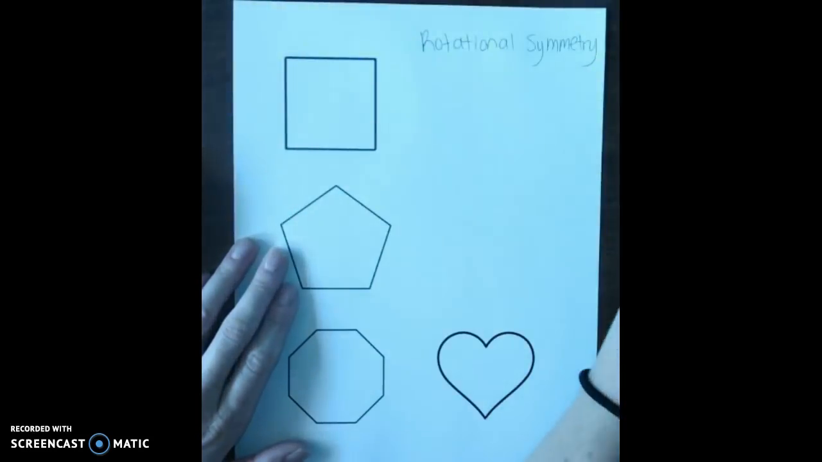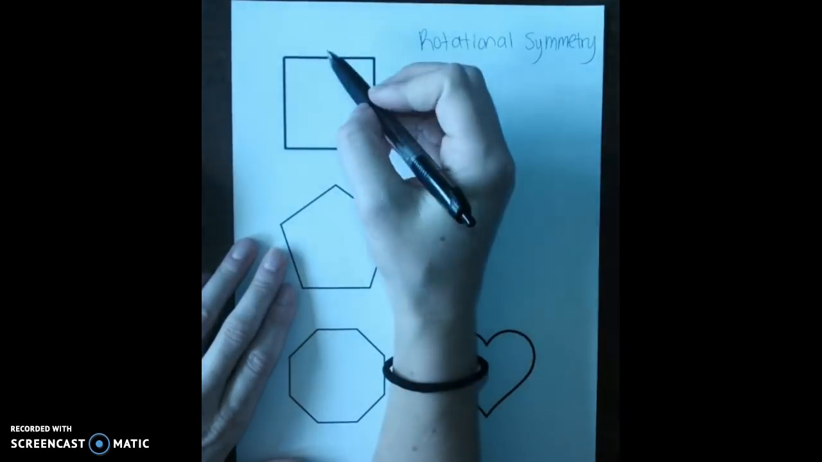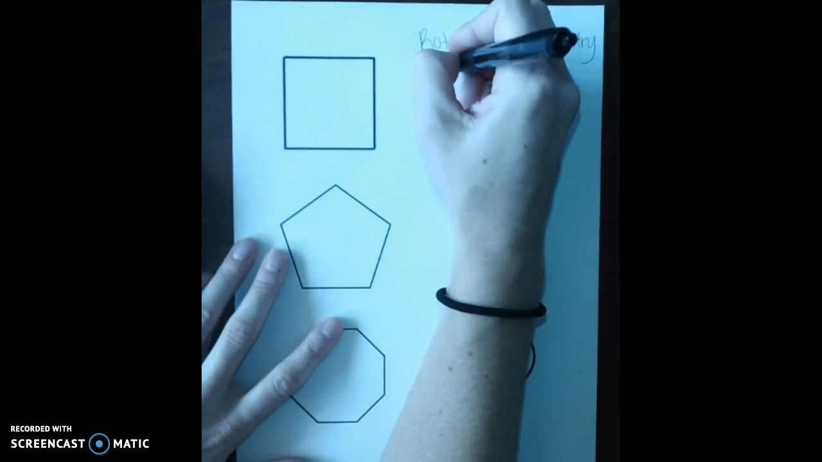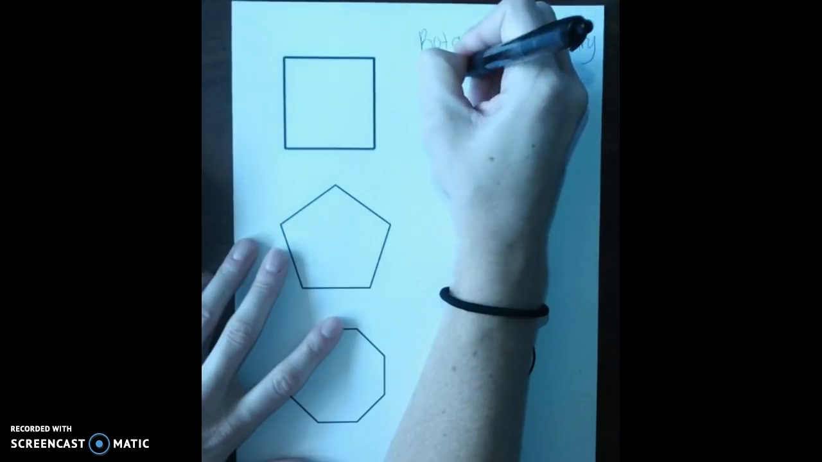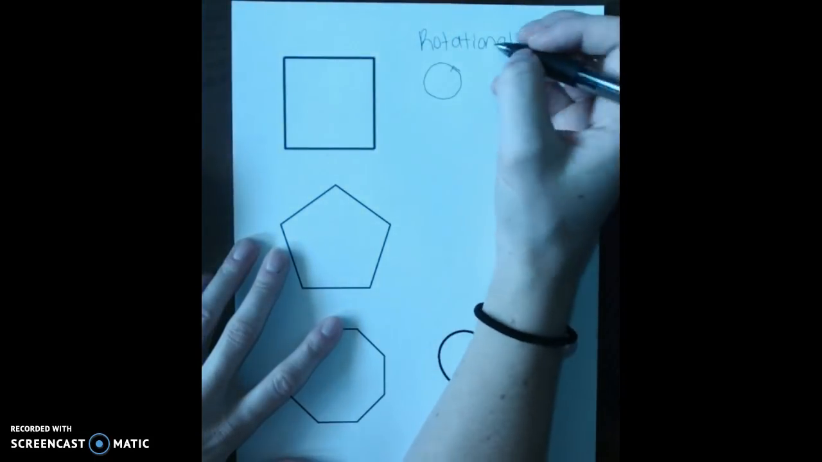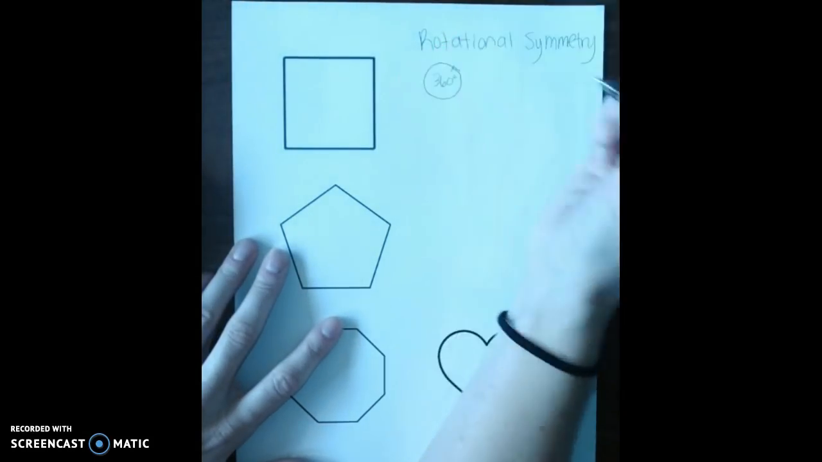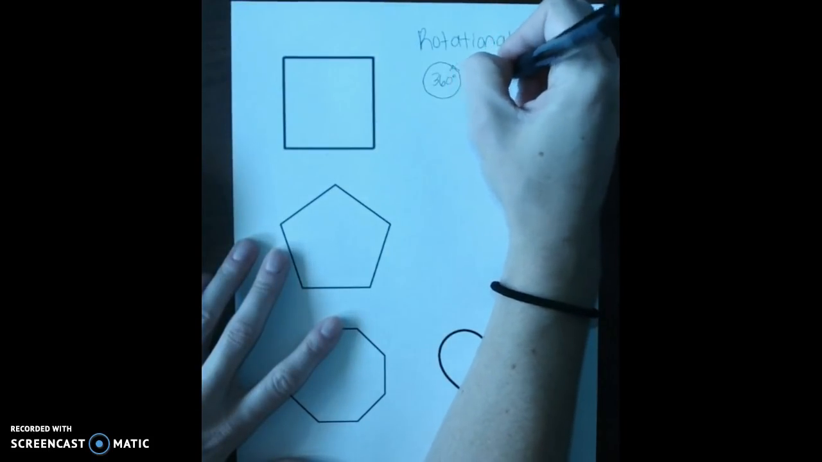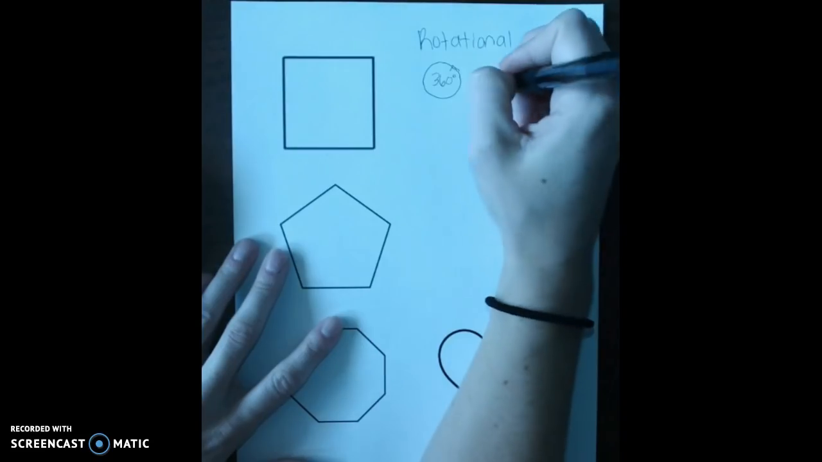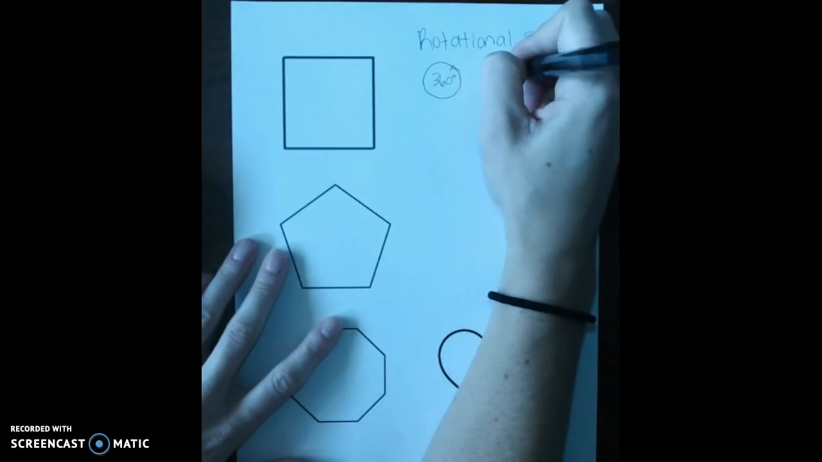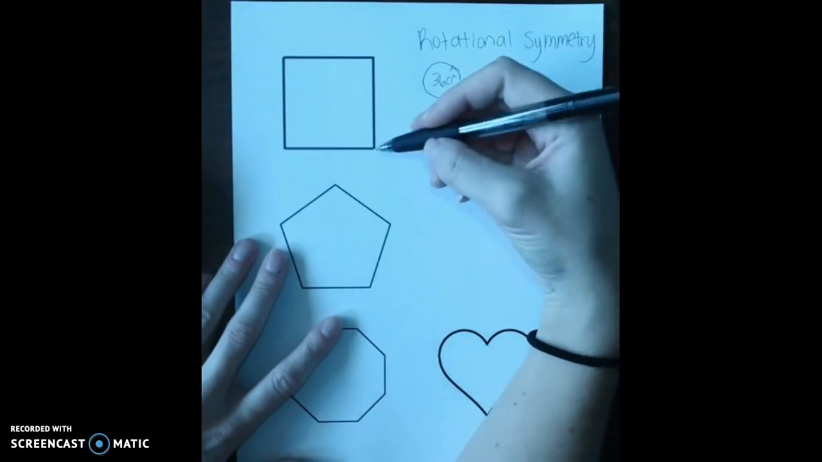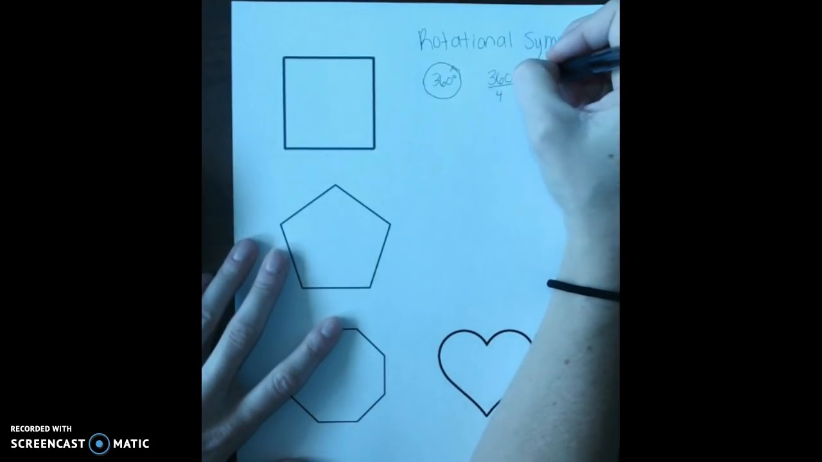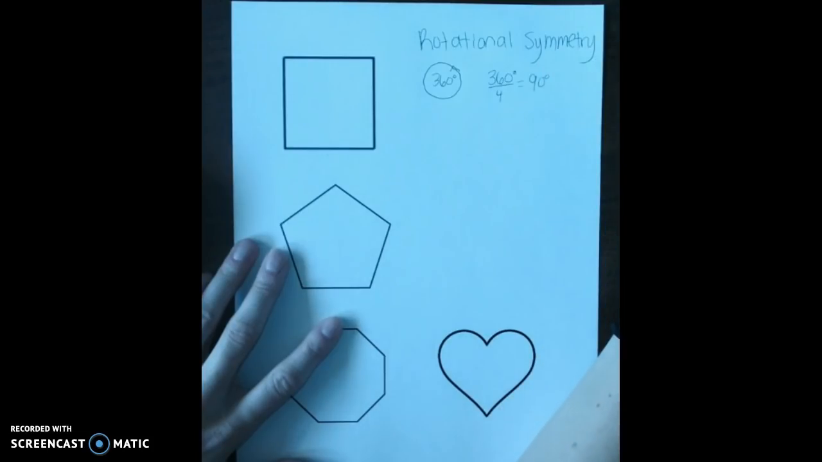If you wanted to figure out the angle of rotation, this has 4 sides. Anytime you have a full rotation, think about making all the way around a circle. That's 360 degrees. So to figure out the angle of rotation, you would take a full rotation, which is 360 degrees, and divide it by how many sides it has. This works for regular polygons. I should have mentioned that.